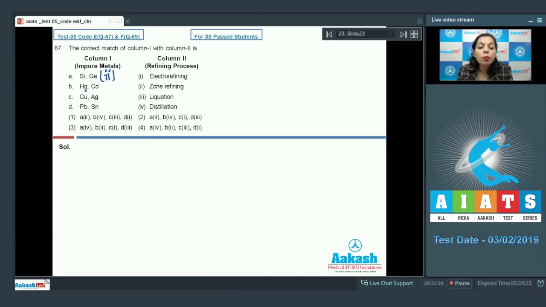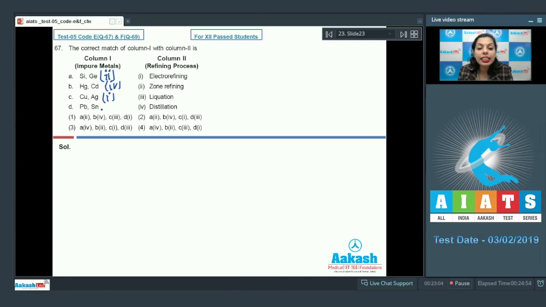Further, we have the metals mercury and cadmium. These are the volatile metals, and for them we can use the process of distillation. So this can be matched with the 4th one. After that, we have copper and silver. These are inert metals, we can say. These are less reactive metals, and for them we use the method of electro refining. So it can be matched with the first one.